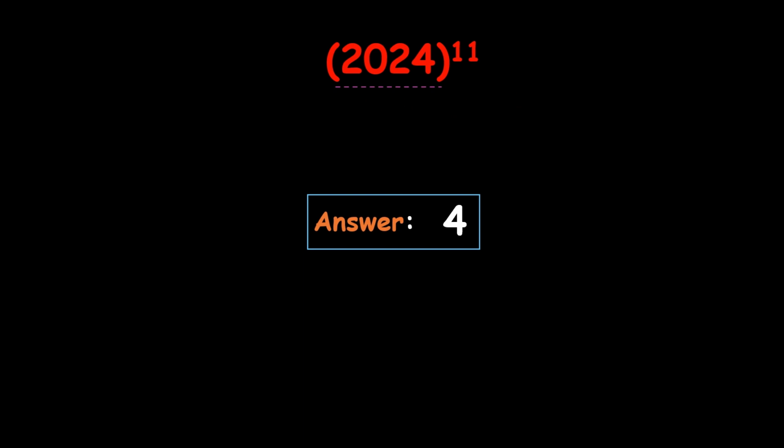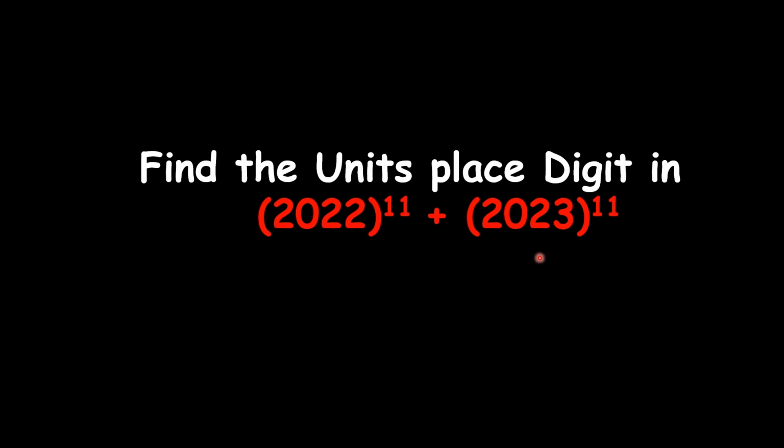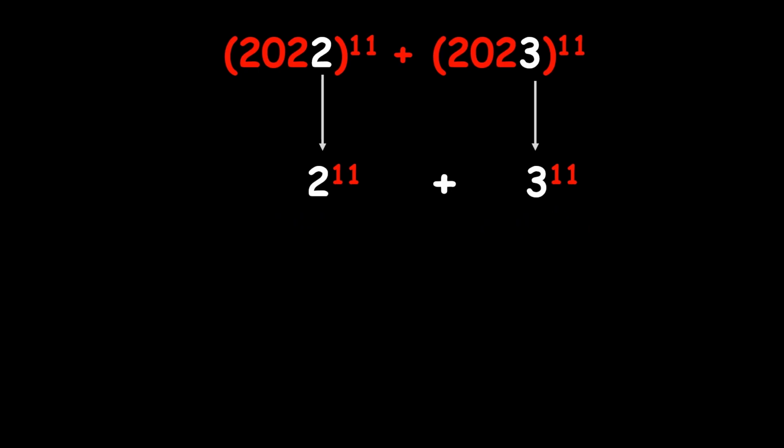Similarly, here is another question. Try to pause the video and read it out. Find the units place digit in the number 2022 raised to 11 plus 2023 raised to 11. For that, as I already said, you need to focus only on the units place digit. For 2022, which is 2, for 2023, which is 3. Taking it out of the bracket results in 2 raised to 11 and 3 raised to 11. Here is a plus sign, so we need to add these two numbers.